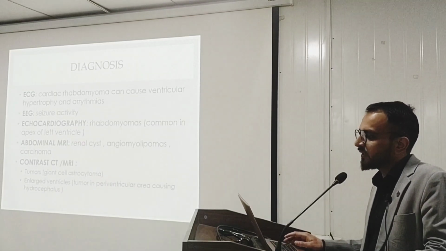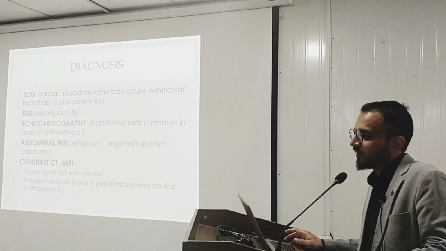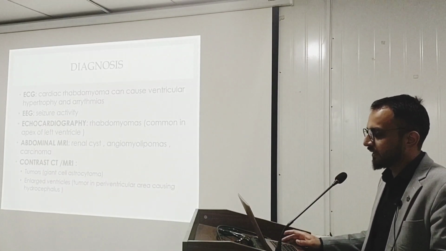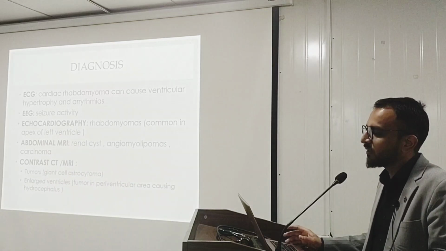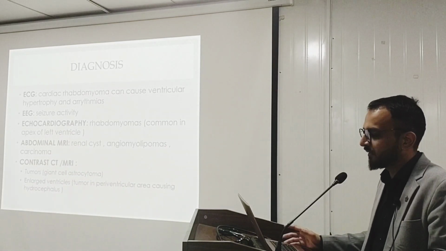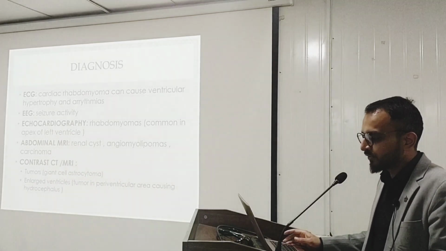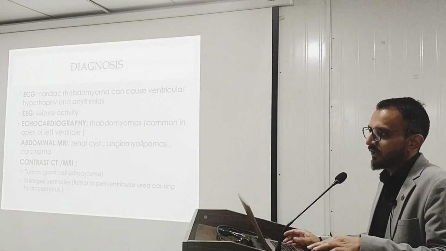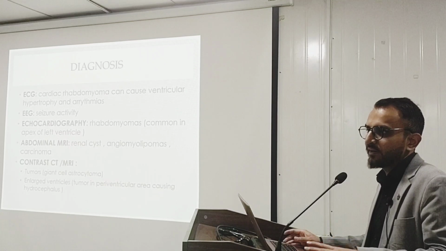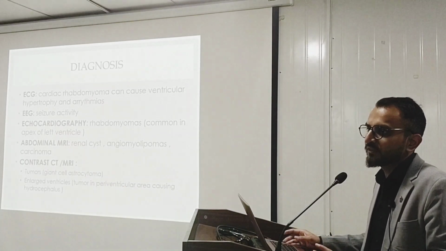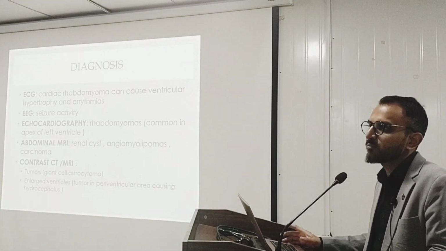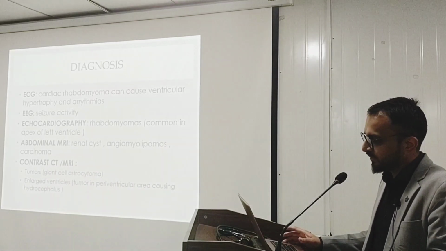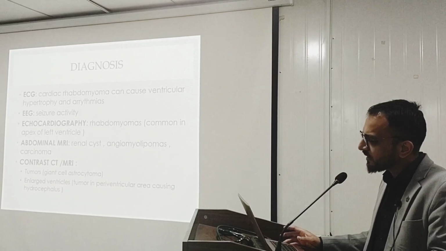For diagnosis of tuberous sclerosis complex, first we will do ECG to look for cardiac rhabdomyomas that can cause ventricular hypertrophy and arrhythmias that we will find in ECG. EEG for seizure activity, because there is a triad of epilepsy, adenoma sebaceum and Shagreen patch of tuberous sclerosis complex, but epilepsy is not very common in all the patients. So EEG for seizure activity.